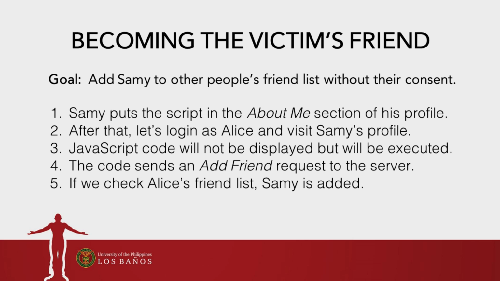In Samy's hack, he added himself to other people's friend list without their consent. For this exercise, we want to do something similar. Using Samy's account, we will put the malicious code in the About Me section of this profile. After that, we will log in as Alice and visit Samy's profile. The code will not be displayed but will be executed. The code then sends an add friend request to the server. And if we check Alice's friend list, Samy should be added.